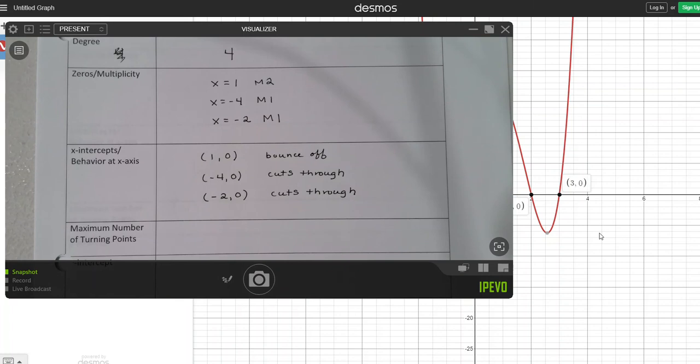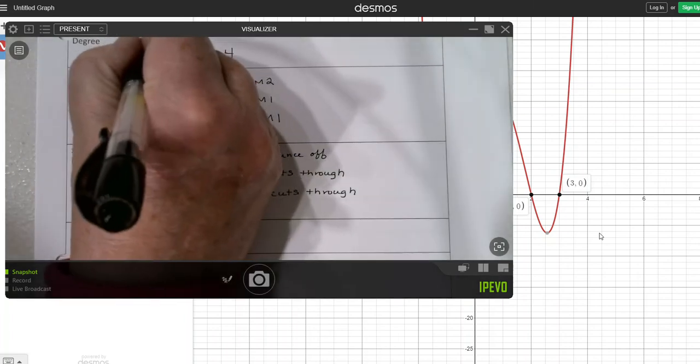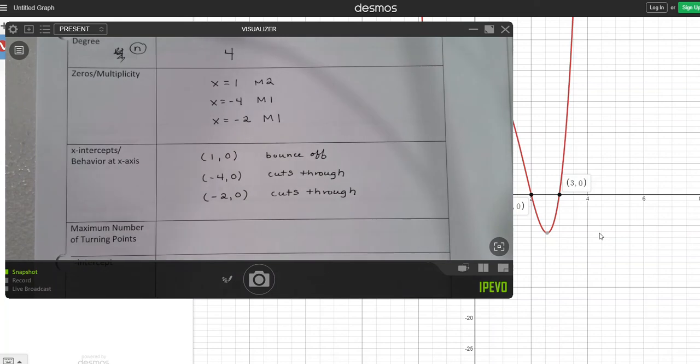All right, next, the maximum number of turning points, right? The degree is n, and the maximum number of turning points is always 1 less than the degree. So in this case, 3. When we actually look at it, there may not be 3 turning points. We'll see. But there can't be any more than 3, right? That's the most I could have.